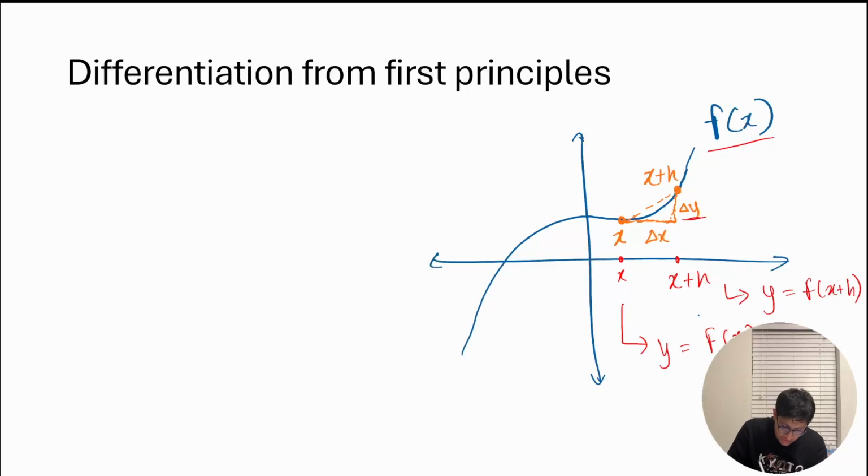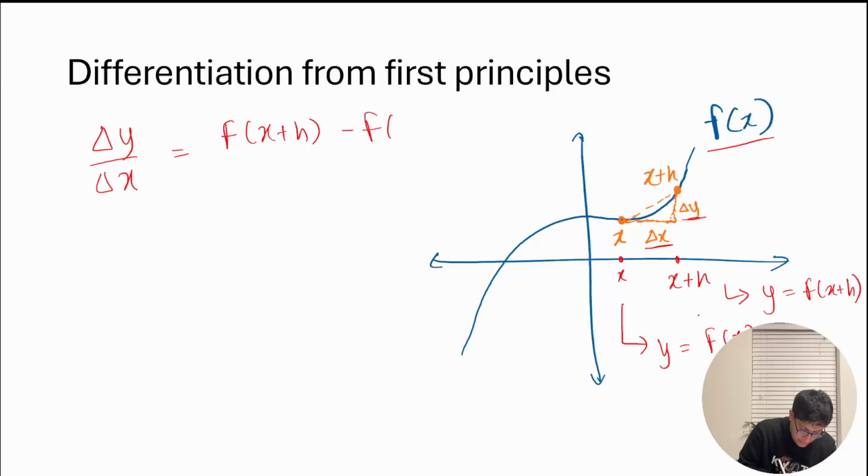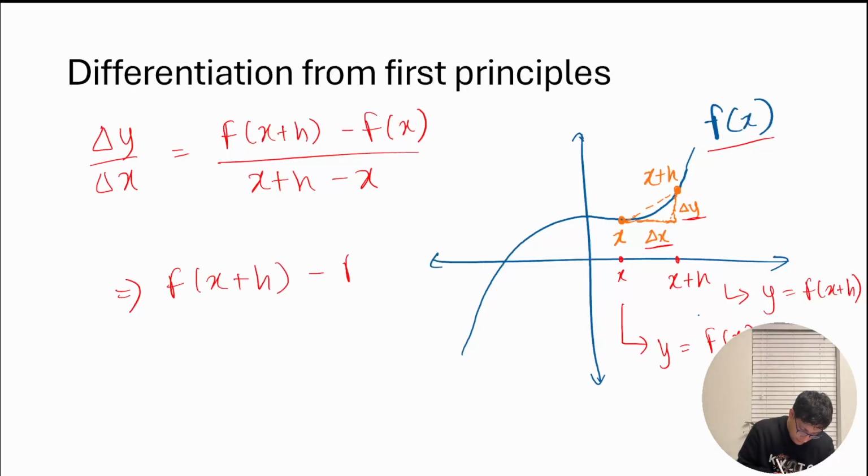So if we were to calculate the change in y and the change in x for any random function, or work out the gradient of it, the change in y over change in x would be f of x plus h minus f of x, over x plus h minus x, which is just h. So this is where the differentiation from first principles formula comes from.